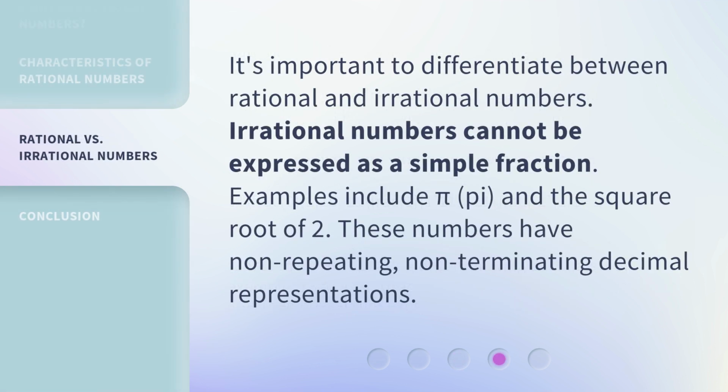It's important to differentiate between rational and irrational numbers. Irrational numbers cannot be expressed as a simple fraction. Examples include pi and the square root of 2. These numbers have non-repeating, non-terminating decimal representations.